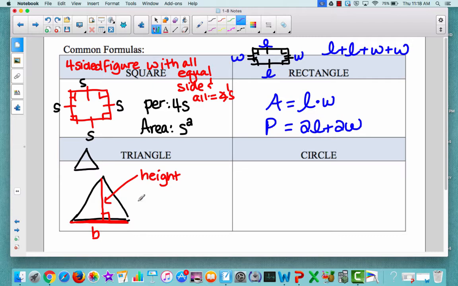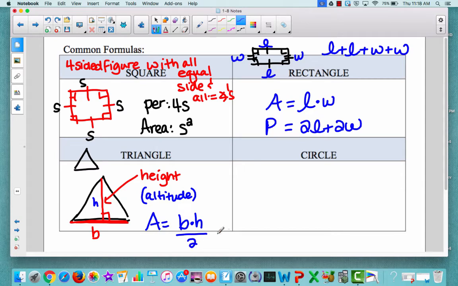Okay, and another name for it is altitude. You've probably heard the term altitude when you are on a plane, right? Because you're high up. You're at a high altitude. All right, so we call that variable h. So to find the area of a triangle, we do base times the height, and we divide it by 2.